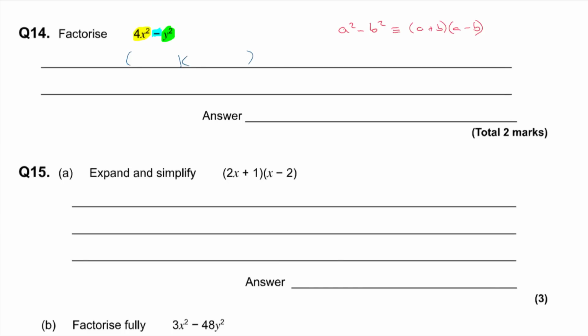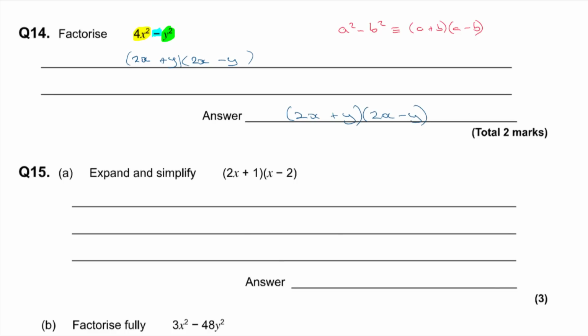Now notice that a is the square root of a squared, b is the square root of b squared. So my two things in the brackets are going to be the square roots of those two terms that I've got at the top there. So what's the square root of 4x squared? Well, root 4 is 2, root x squared is x. So I'm going to get 2x and 2x at the front of my brackets. And at the back of the bracket, what's the square root of y squared? It's y, so plus y, minus y. Okay, so I'm going to get 2x plus y, 2x minus y as my solution.